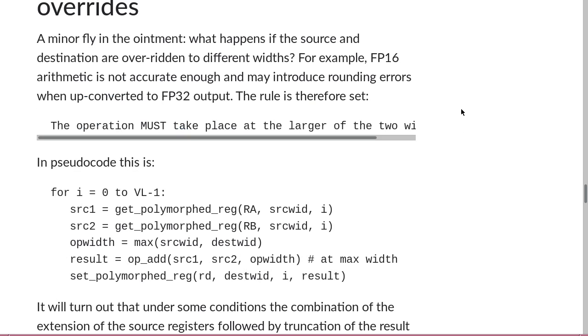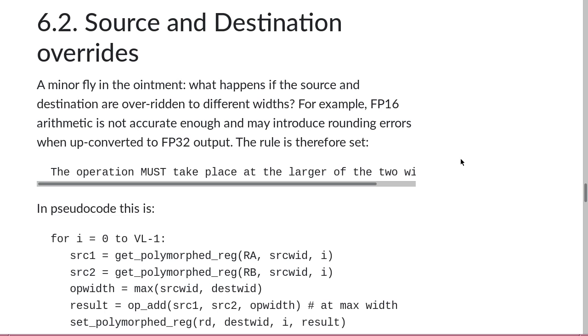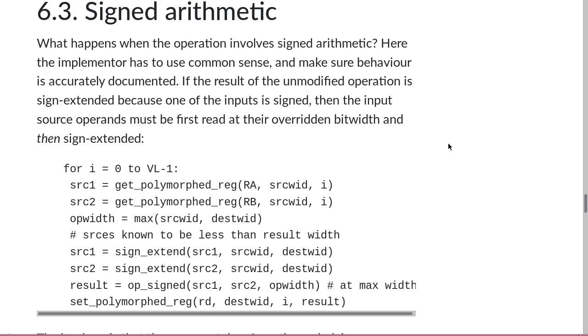Now, as a minor complication, if you have element width overrides on both the source and destination, and this is relevant for floating point, what we have to do is the operation at the maximum possible width. Again, if some of the operations are sign extended, signed, you have to work out the sign extension on a per register basis.